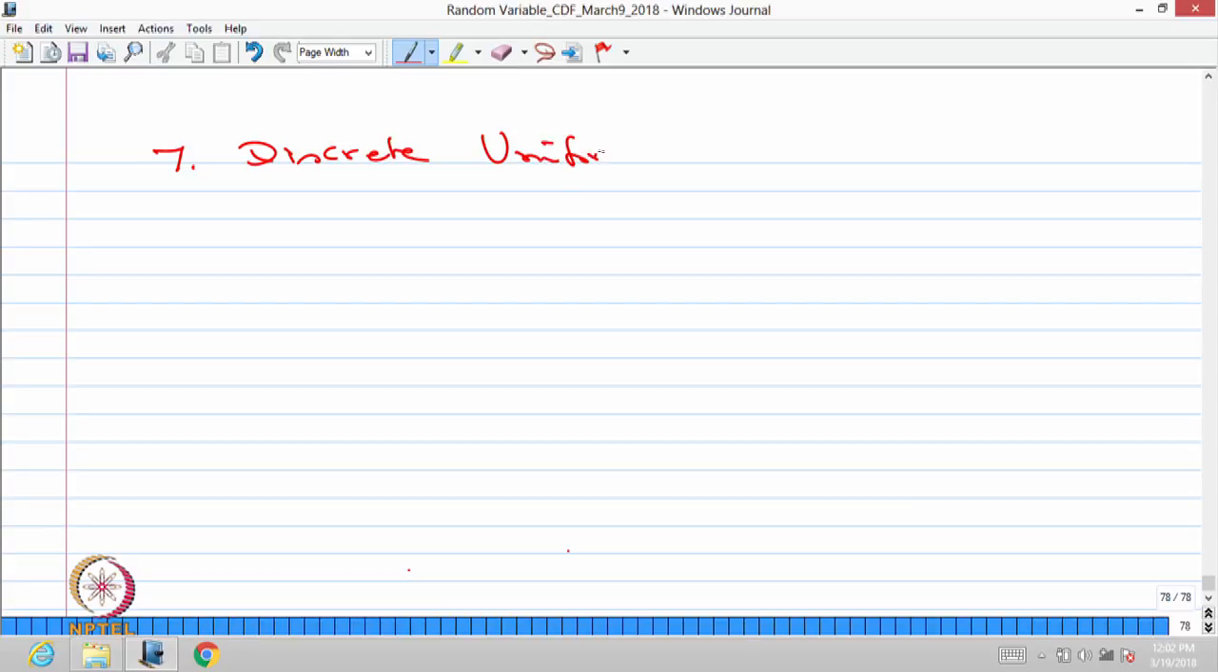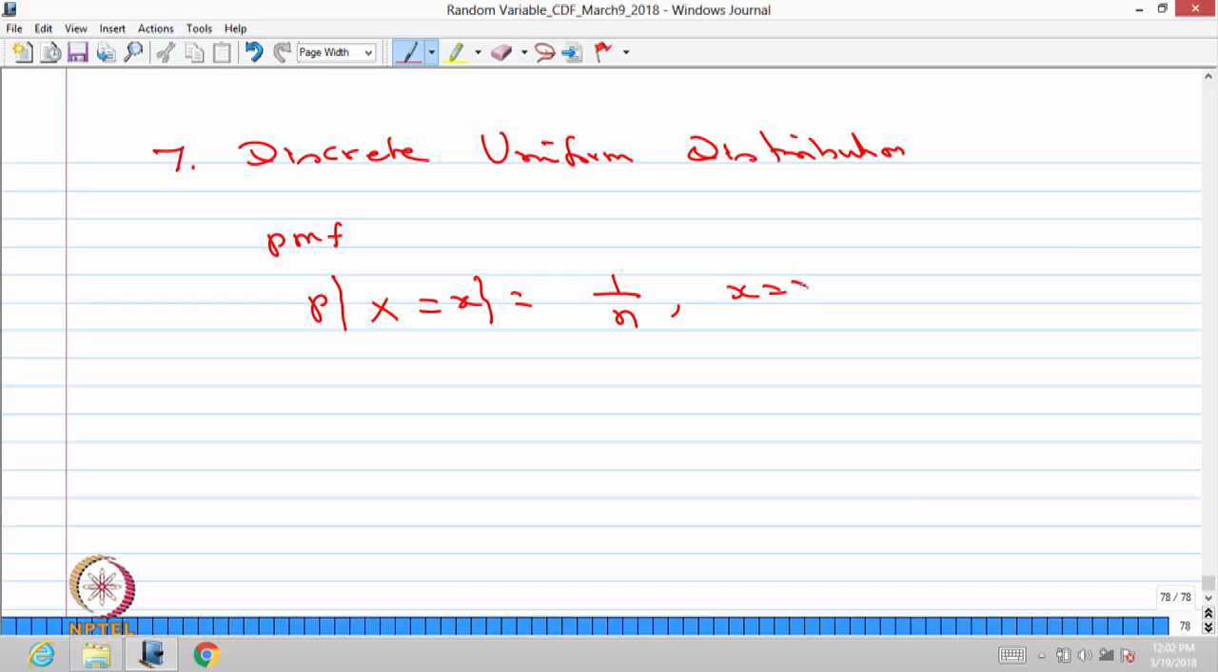The next one, that is number 7, that is a discrete uniform distribution. A discrete type random variable is said to be a discrete uniform distribution whenever the probability mass function is of the form probability of X takes a value small x, that takes a value 1 divided by n when x takes a value x1, x2 and so on xn, otherwise 0.